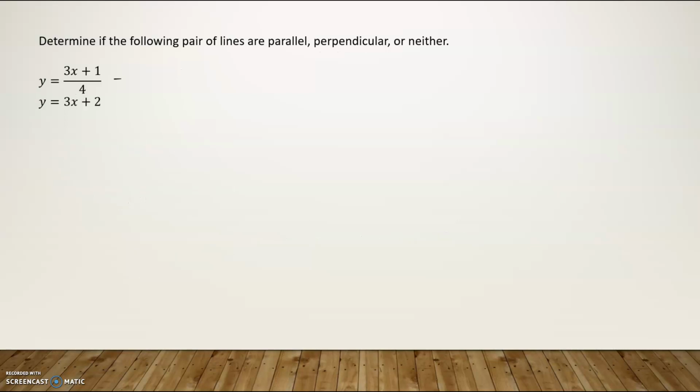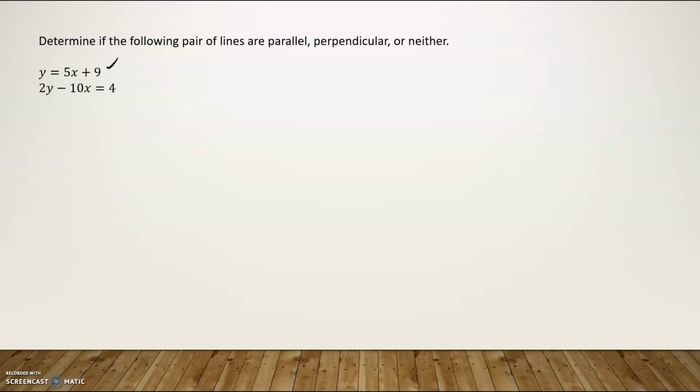Now I'm going to rewrite this so I can distribute that 3x over 4 plus 1/4. Now here the slope is 3/4. Here the slope is 3. Okay, notice they're not the same, and they don't have different signs, and they're not reciprocals of each other. So that means they are neither parallel nor perpendicular, so they are neither. Then let's look at this one.